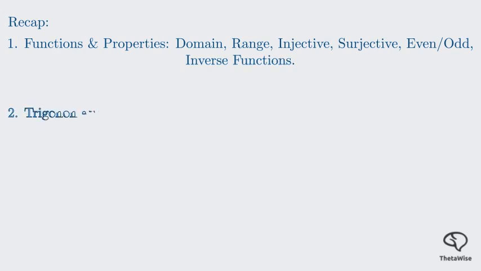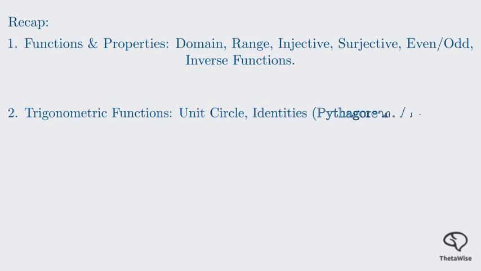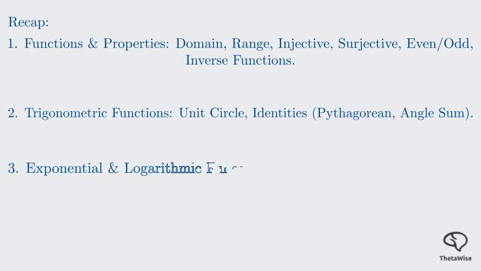Next, we reviewed trigonometric functions. We used the unit circle to define sine and cosine for any angle, and we applied the Pythagorean and angle sum identities to simplify expressions and find exact values. Finally, we explored exponential and logarithmic functions. We saw that they are inverses of each other, learned their key properties, and used those properties to solve equations.